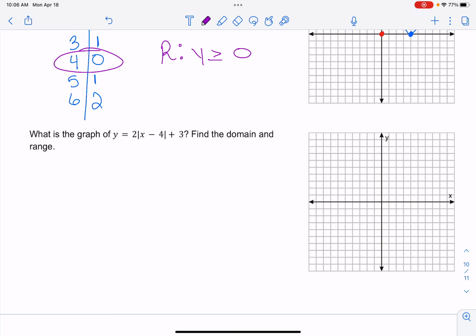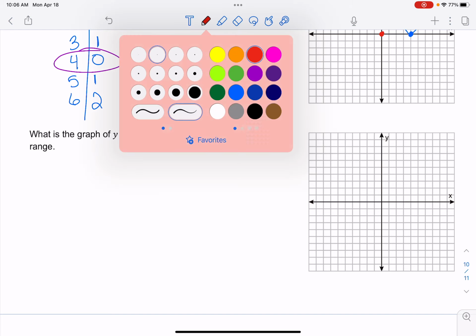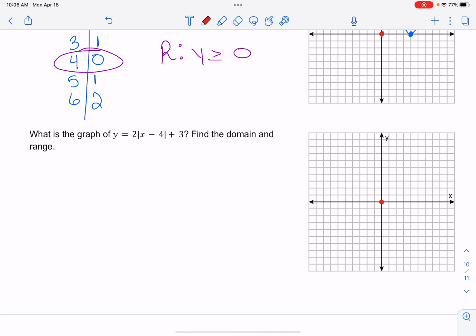So it says, what is the graph of y equals 2 times the absolute value of x minus 4 plus 3? Okay, so first thing we want to find out is our vertex. That's where we need to start. So again, remember, parent function vertex started here. Now notice that this guy and this guy are going to tell us how we shift to find our vertex. Or also remember, from our vertex form, those two numbers just give us our new vertex.